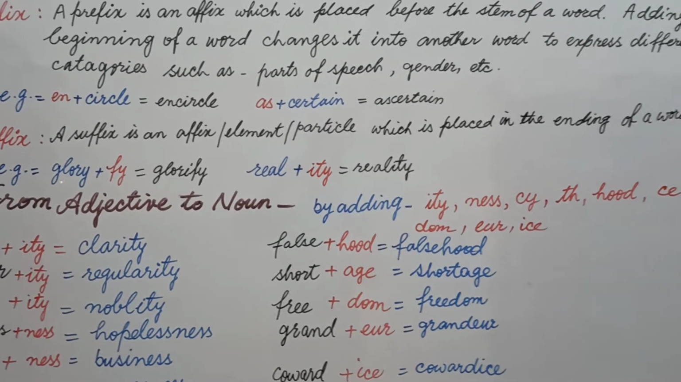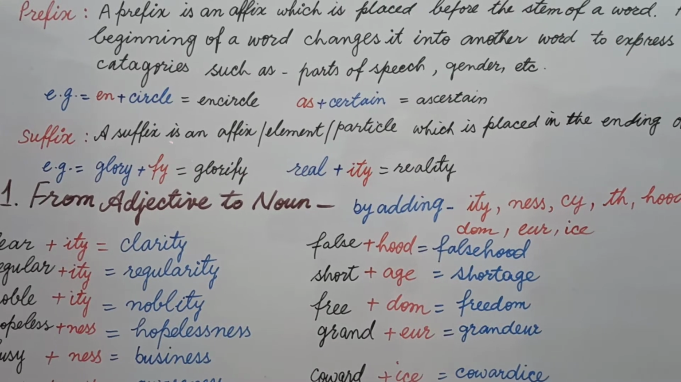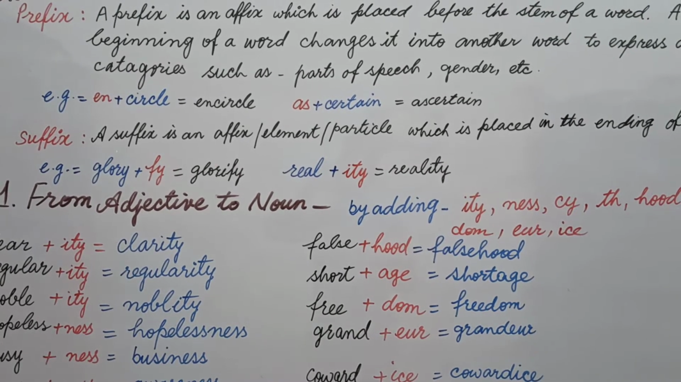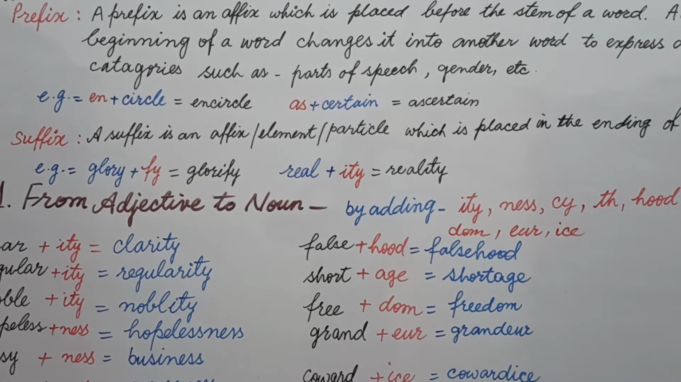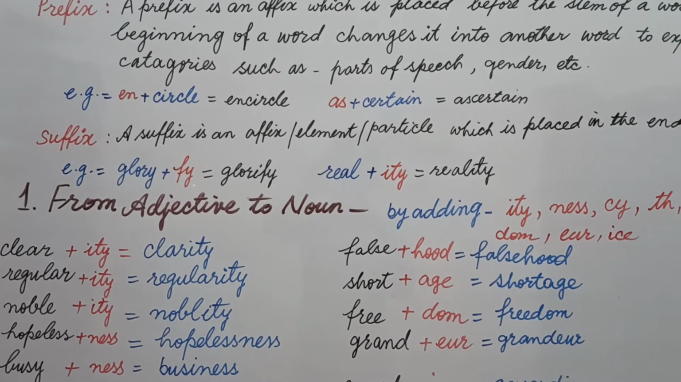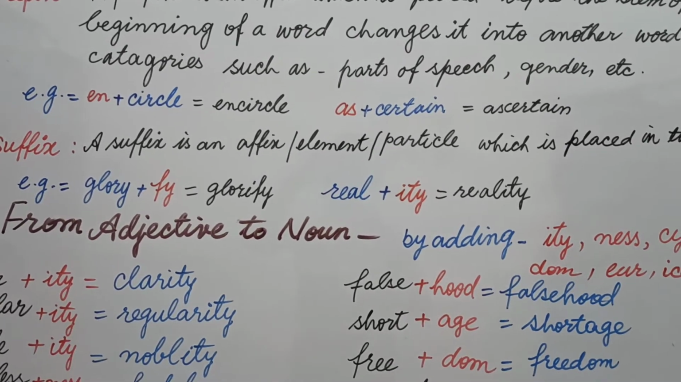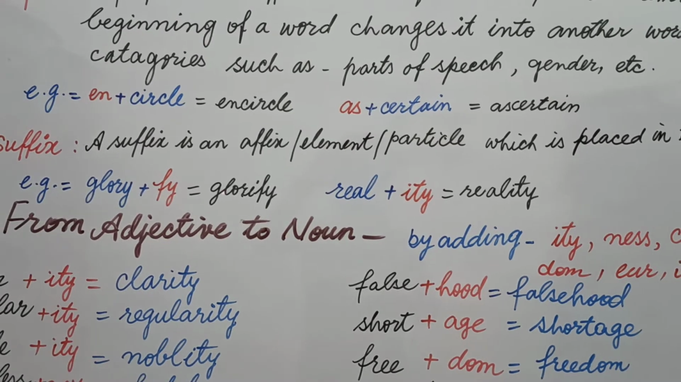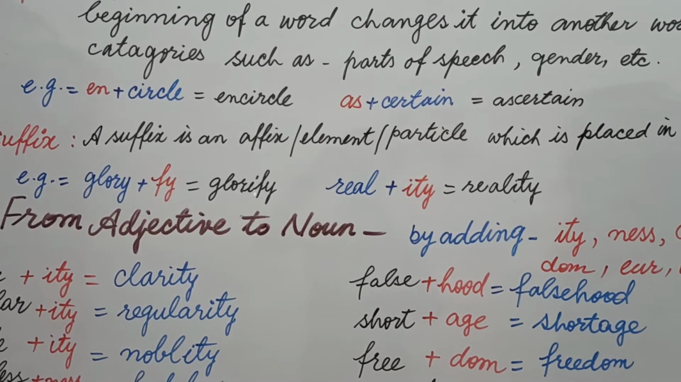Glory. Glory is a noun, and I added glorify. It means that this word is a noun, and I changed it by adding fy at the end of the word. Because it is added at the end of a word, it is called a suffix. In this noun, glory, I added the suffix fy, and it finally becomes a verb, glorify.